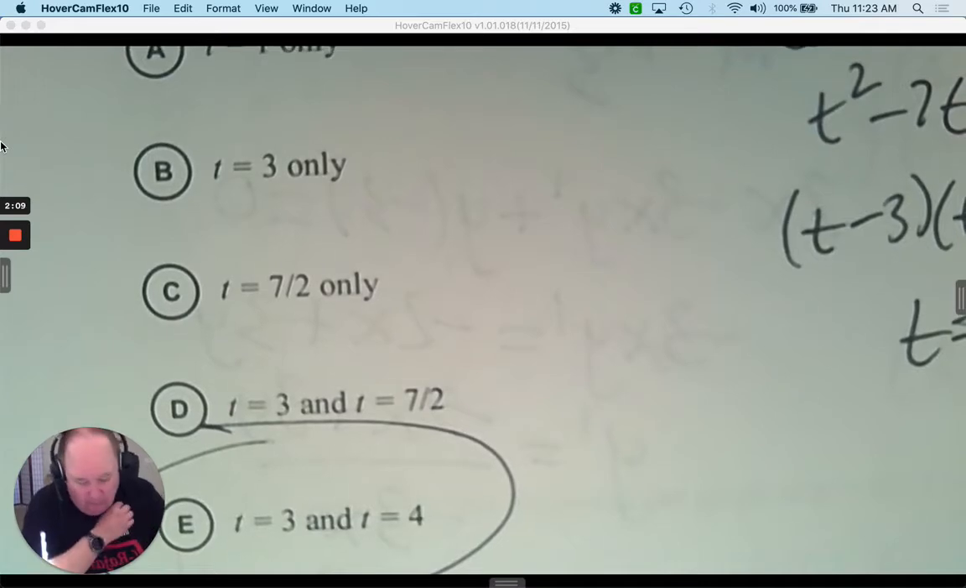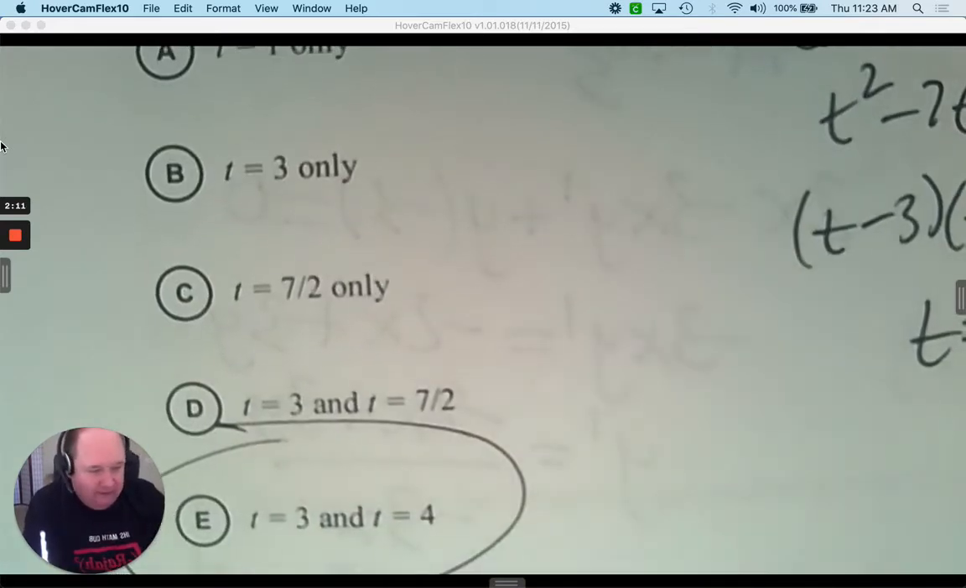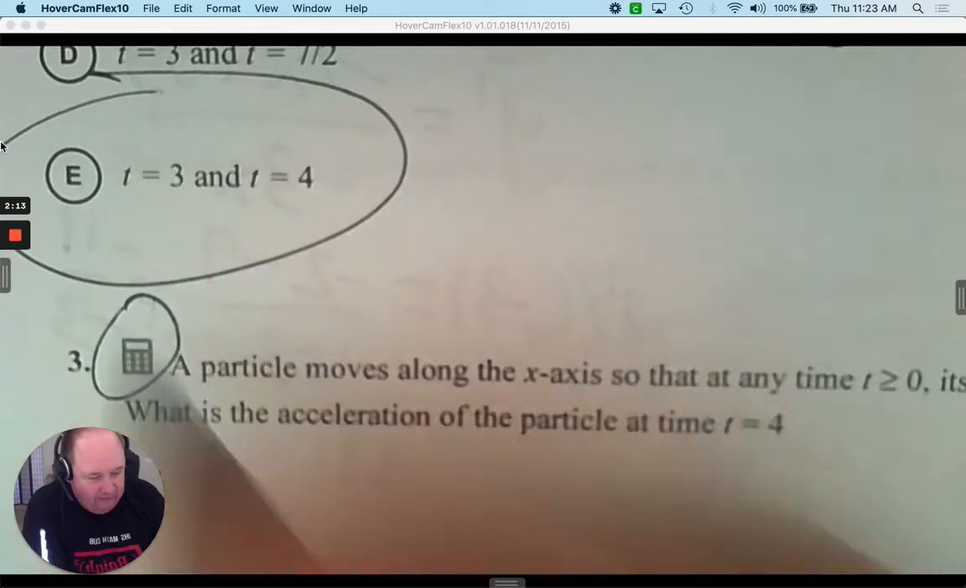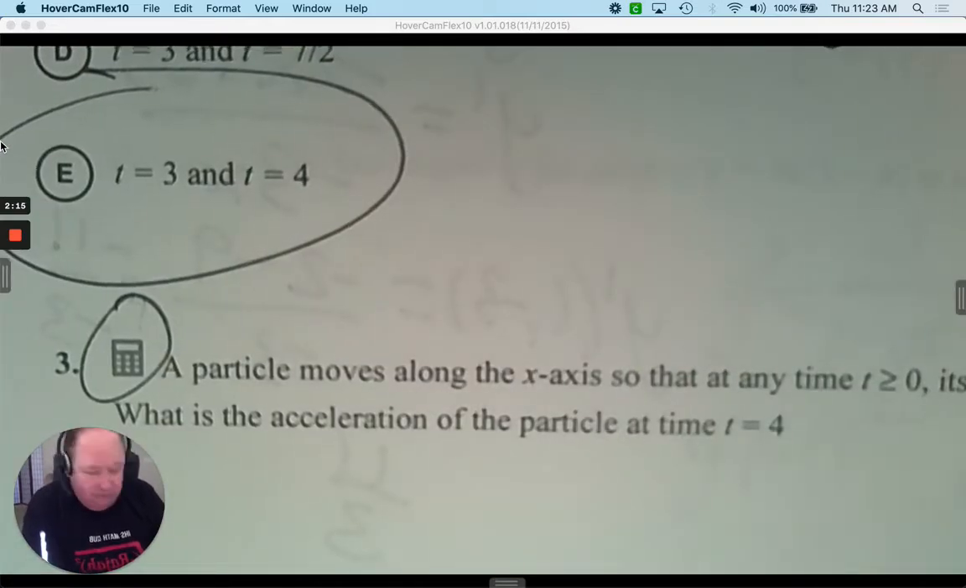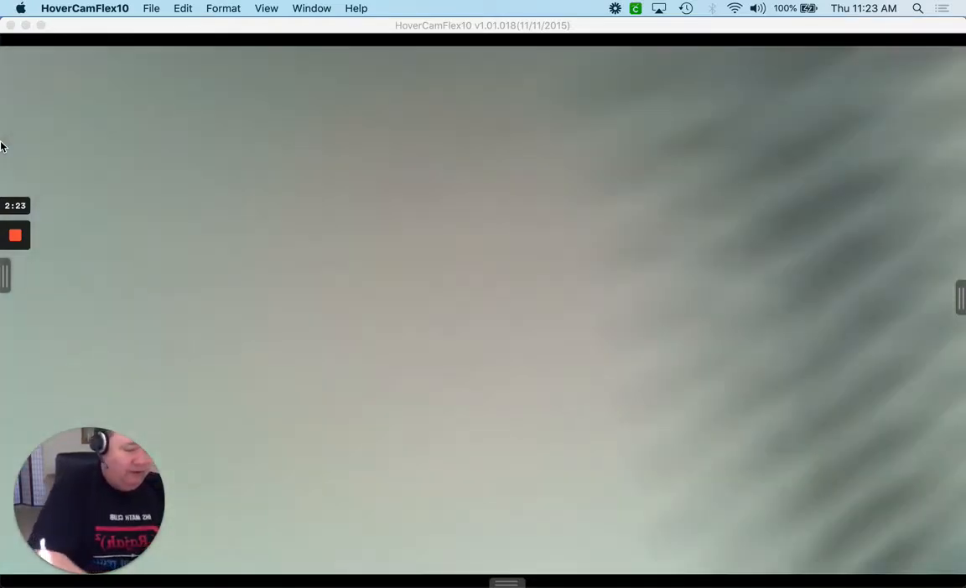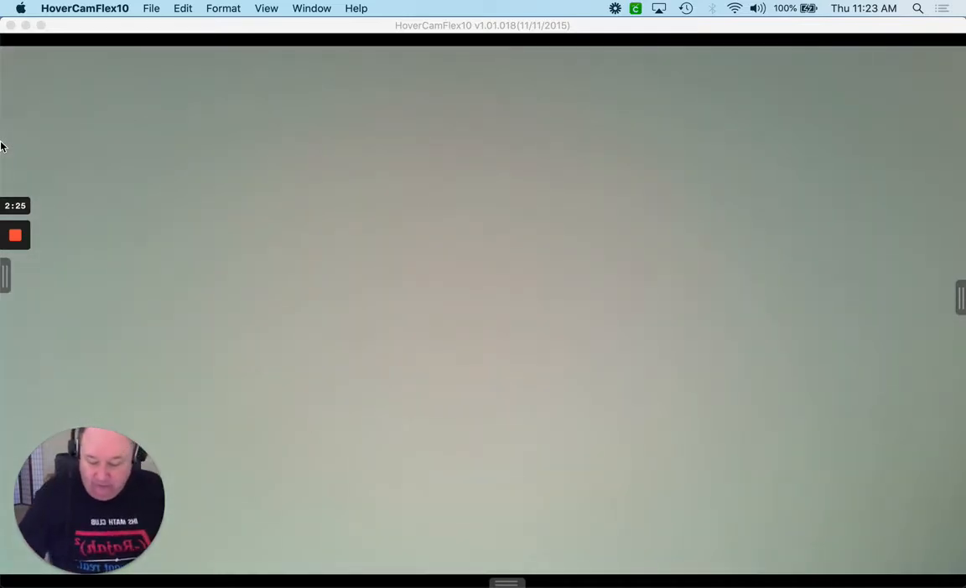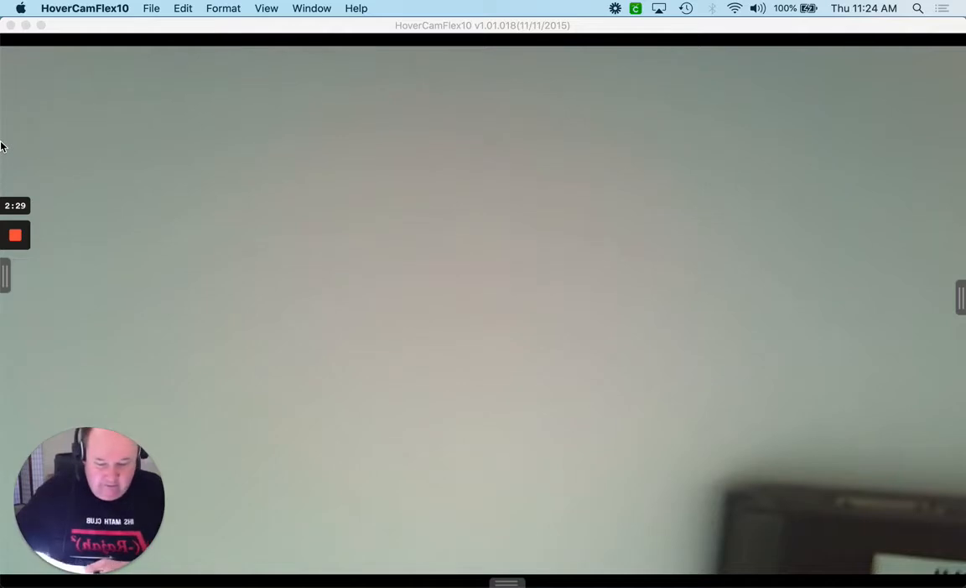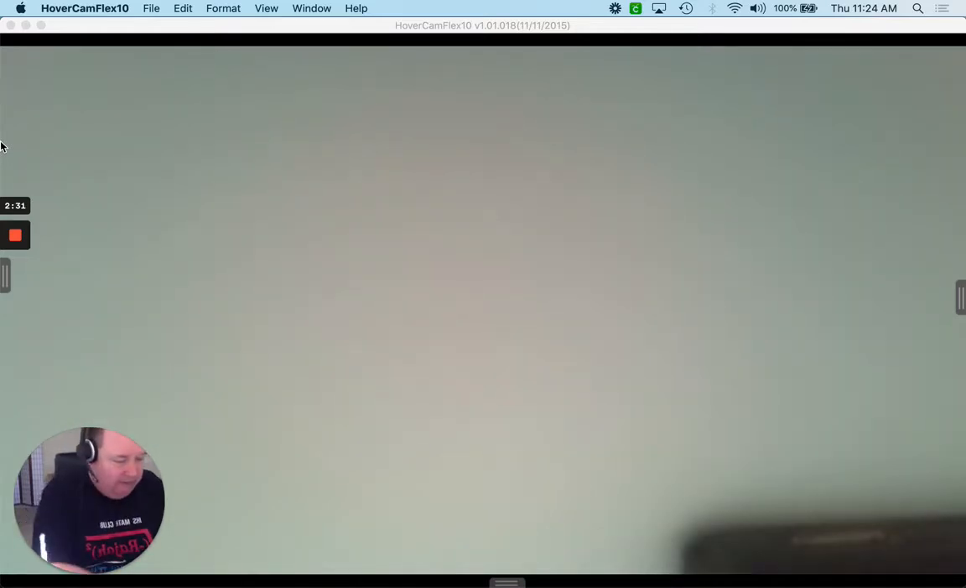In number 4, it says I can use my calculator. So that's what I'm going to do. So press pause if you need to. Take out your calculator. So in number 4, they give you an equation, and the equation is the velocity, and you're supposed to find the acceleration at 4, and how would you do that with your calculator?